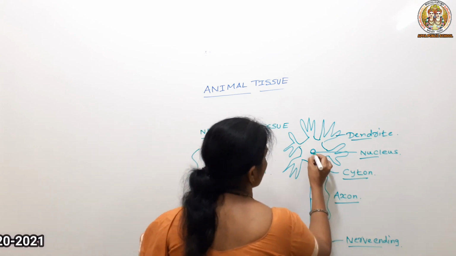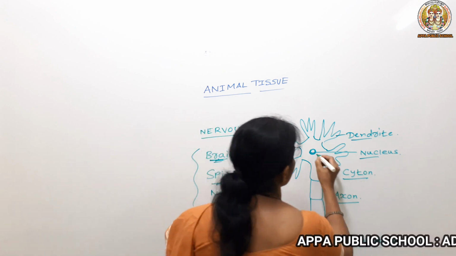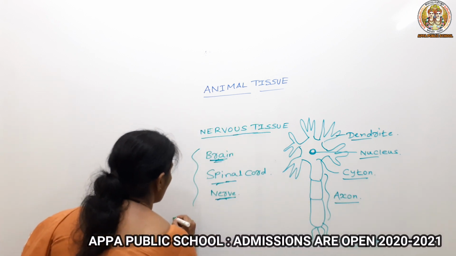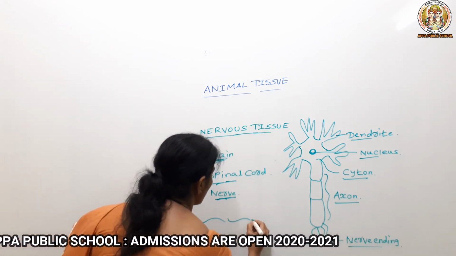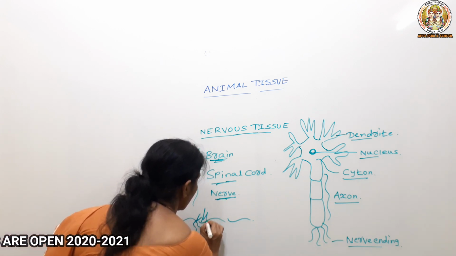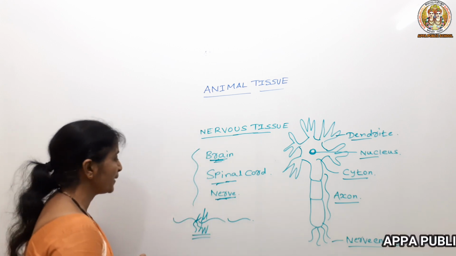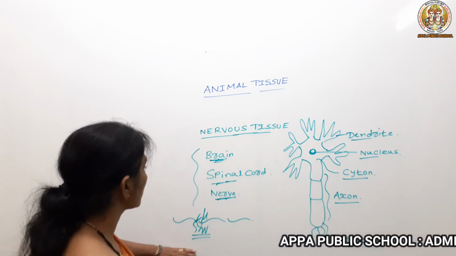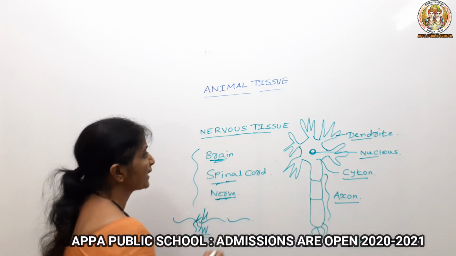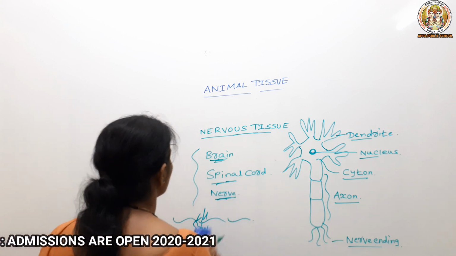So the main part here, the nucleus, has the main controlling power. As they are arranged one after another in our body, the axon ending will be connected to the dendroid of another neuron. In this way it will be transmitting the message from the sense organ through the spinal cord to the brain.